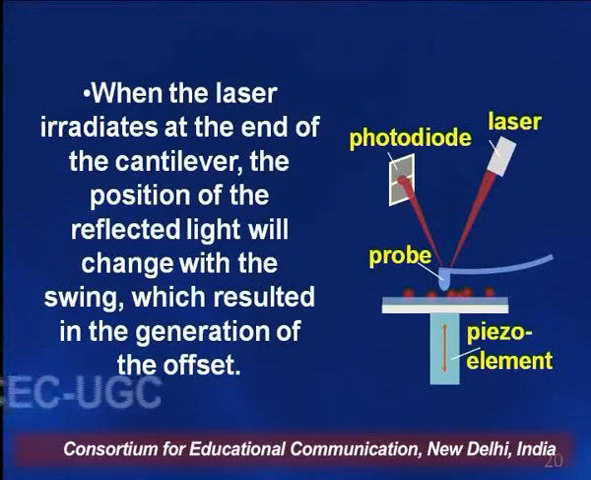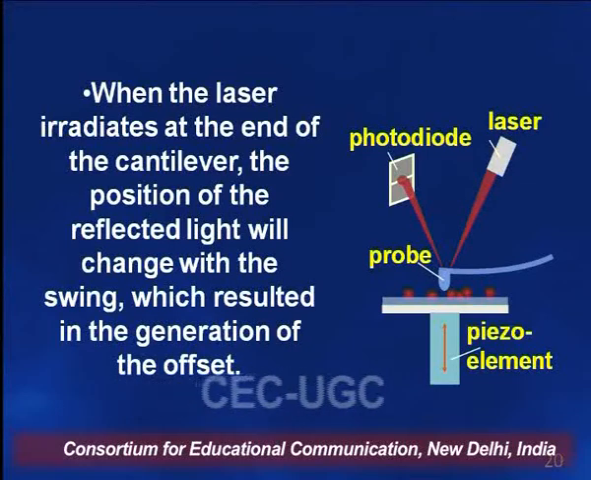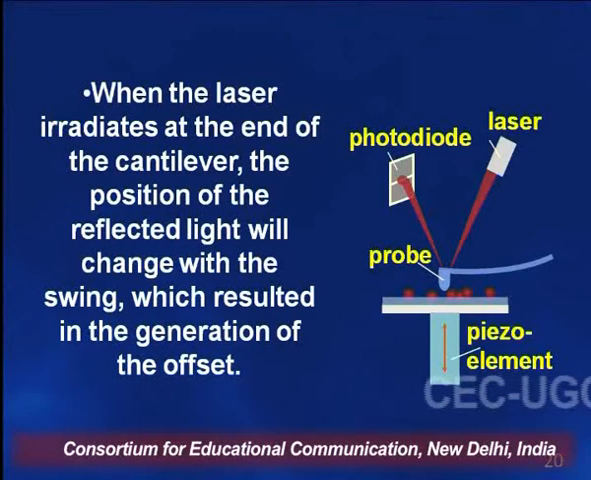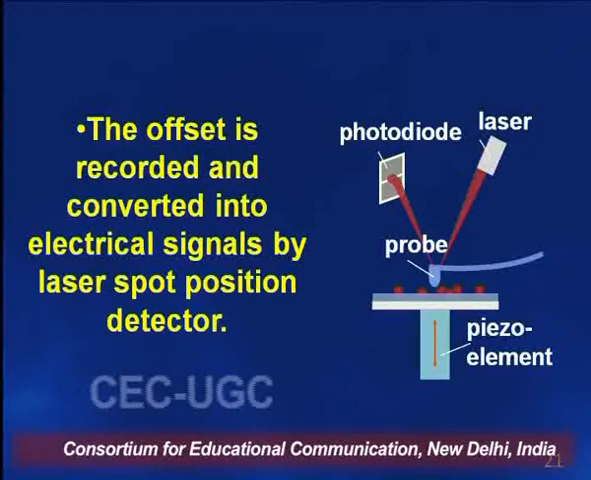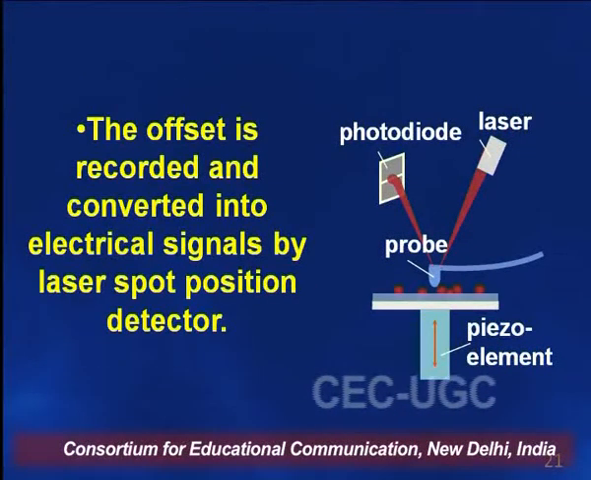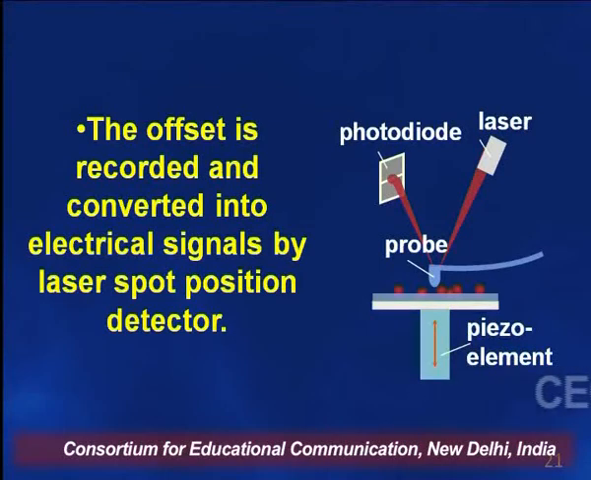The change in the position of the cantilever because of the reflection of the light can be found on the photodiode. Then the offset is recorded and converted into an electrical signal by the laser spot position detector, as it is recording the force points. After that, it converts it into the electric signal, and by using this we can get the imaging of the surface or the scanned area of the surface.